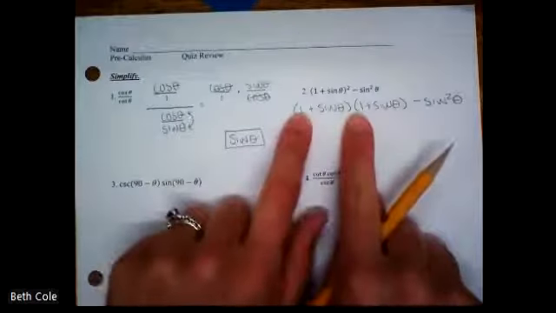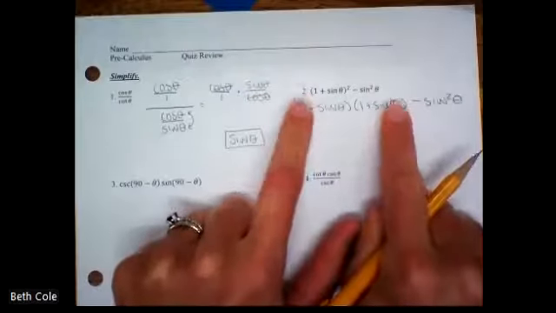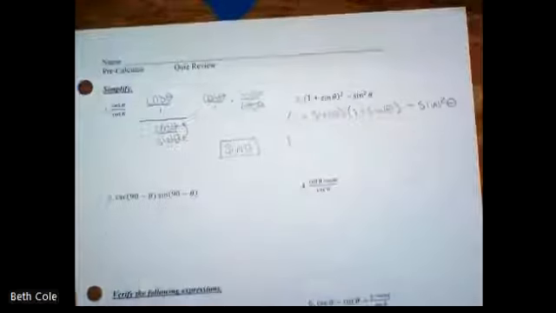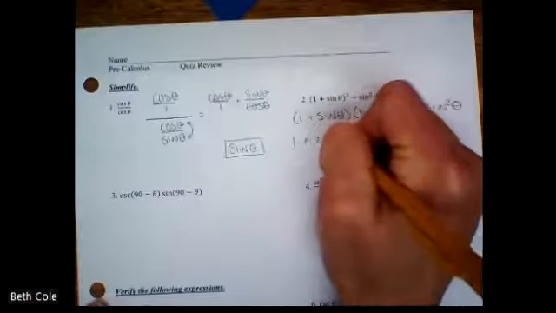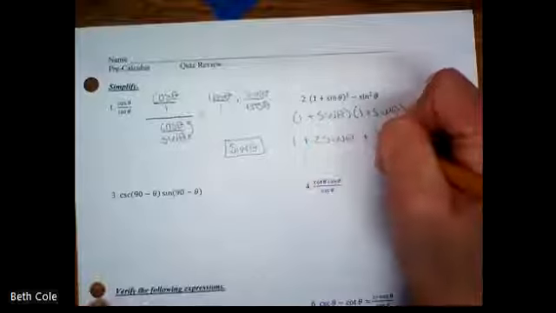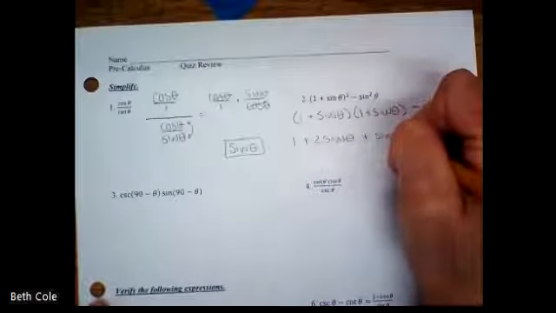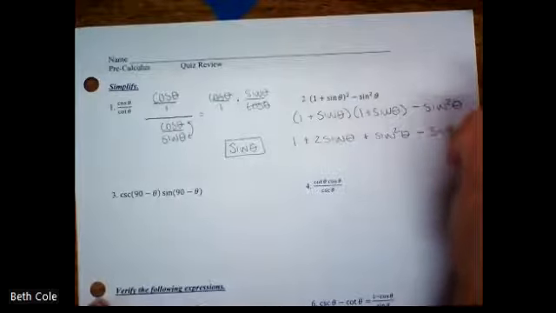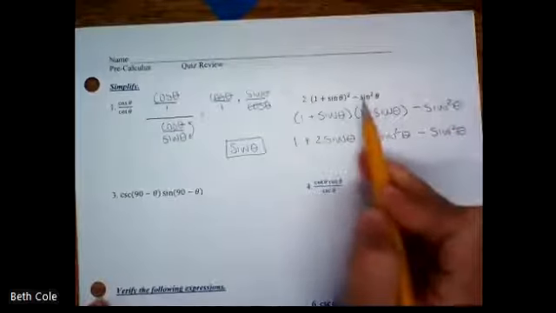Here we go. 1 times 1, 1. The outsides give you 1 sine of theta. The insides give you 1 sine of theta. So altogether, that would be good. 1 plus 1 is 2. So 2 sine of theta. And then sine times sine. Good, sine squared of theta. And then minus sine squared of theta. That's this part at the end.